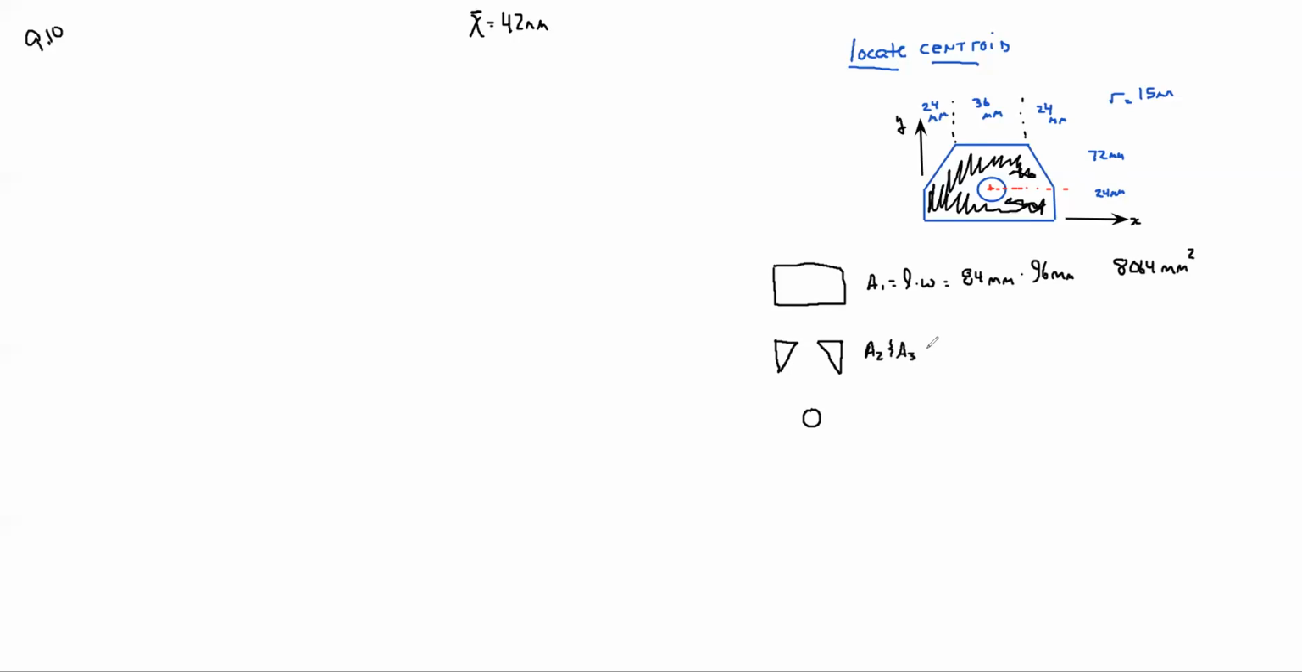Area of a triangle, so area 2 and area 3, they are equal. Both those triangles are the same size. So area of a triangle is 1/2 base times height. 1/2 times 24 millimeters, and the height of each of those triangles is given in the problem as 72 millimeters. So we didn't really have to do too much figuring out there. 1/2 times 24 times 72 is equal to 864 square millimeters.